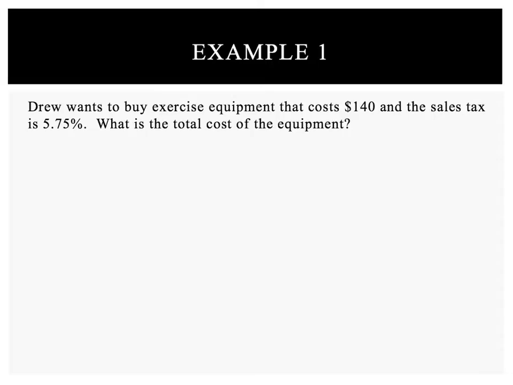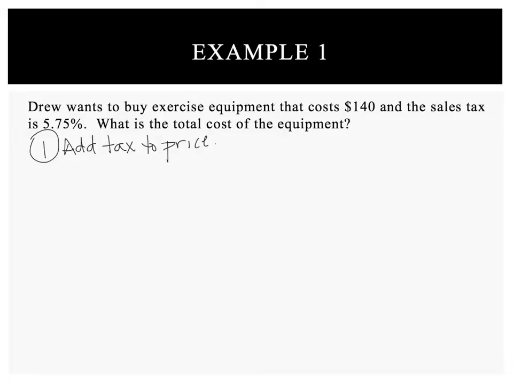Now, let's look at our first example. Drew wants to buy exercise equipment that costs $140, and the sales tax is 5.75%. What is the total cost of the equipment? Well, there are two ways that we can do this. The first way is to add the sales tax to the regular price. So I'm going to write that down. First way, add tax to price.